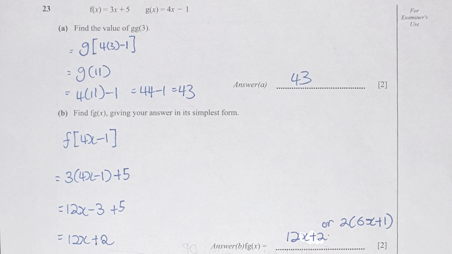Whereby for part B, give your answer in your simplest form. Gx itself is actually 4x minus 1, and this 4x minus 1 will then be substituted into the x position in the function f. So you have 3 bracket 4x minus 1 plus 5. After the calculation, you will get 12x plus 2, or you can write it as 2 bracket 6x plus 1.